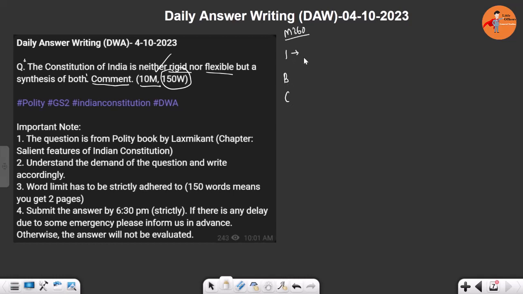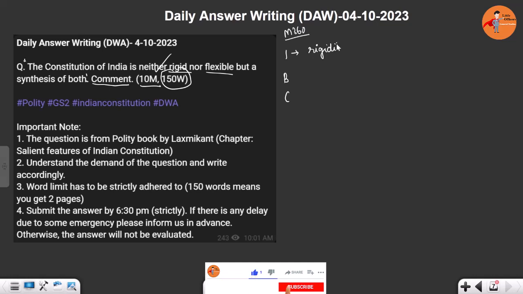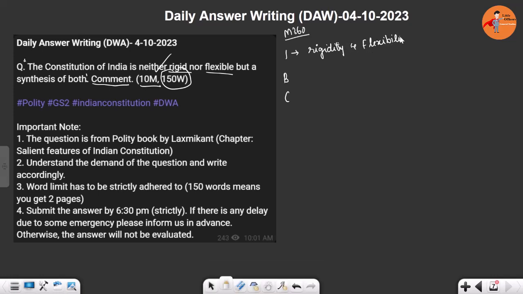So in the introduction, what we will be writing, say in simple terms, is what you understand by rigidity and flexibility of the Constitution, you just mention it. What is the meaning of rigidity and flexibility, and what do you understand by it? You simply mention it. Then we will be going towards the body.